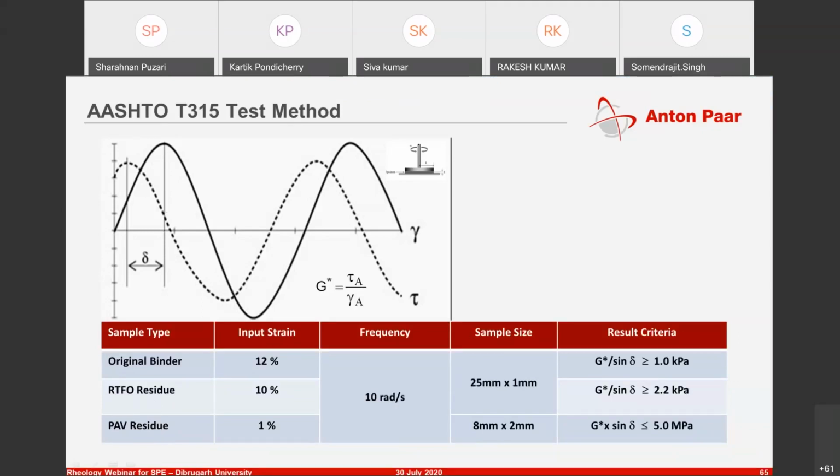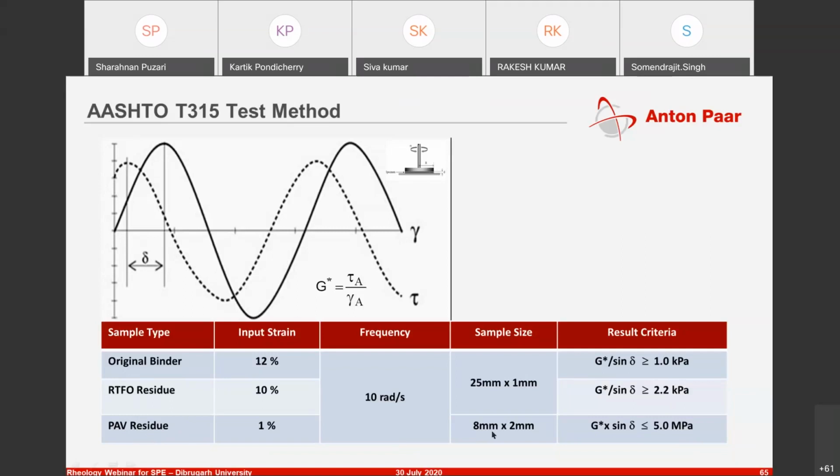So for each of them, the input strain, so sorry, this is the strain that would be different. So here you're going to apply the strain and then look at the corresponding stress. So you have the frequency constant, and then you have all the sample size, which is already defined. And the result criteria, again, depends on what kind of sample you're testing.